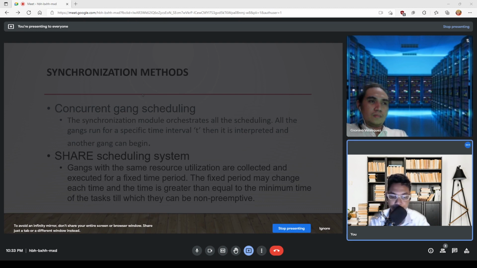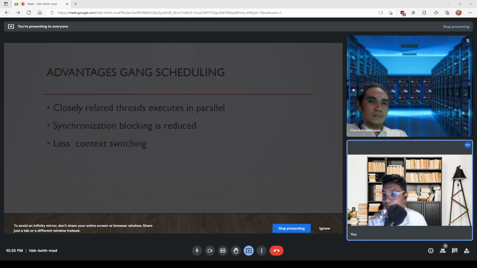So there are advantages of gang scheduling. Closely related threads execute in parallel. Synchronization blocking is reduced, and there is less context switching.